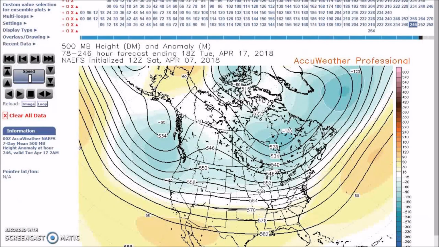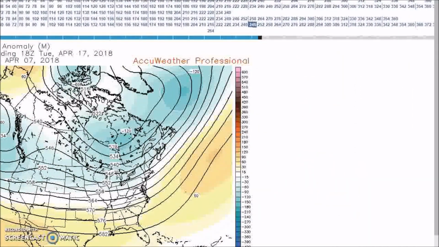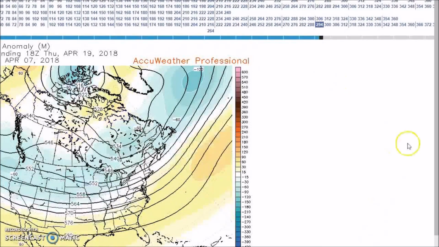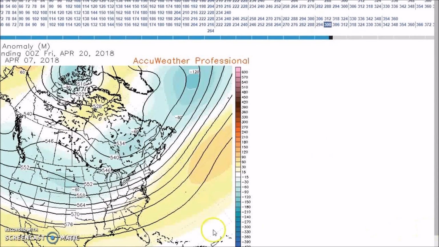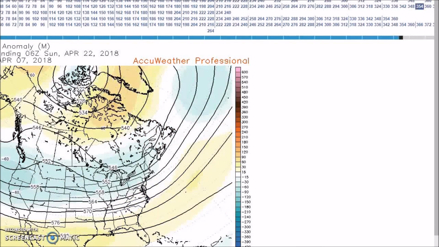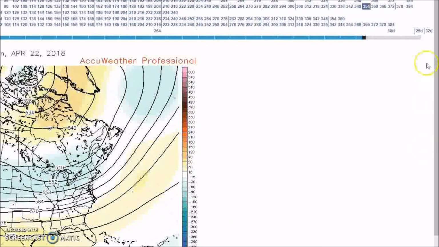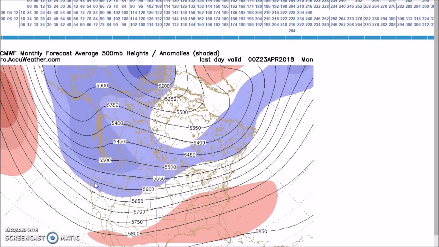Now we're going to look at the period for April 18th to 22nd, and during this period, the models are not in very good agreement. So we're going to start here on the 18th, and this is the GFS. We're looking at a zonal flow, but the NAEFS, the GEFS, as well as the European weeklies are indicating a near zonal flow, below normal heights, and above normal heights here.